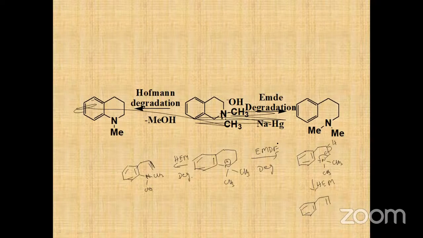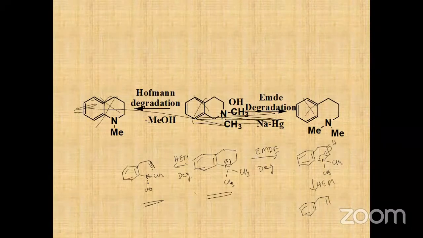Actually, the equation given here is wrong. You take it down. I'm taking a quaternary ammonium salt of reduced quinoline. This is the quinoline; here the aromatic ring is reduced to a saturated one. Then I'm applying the MDS method and the HEM method, that is, the Hofmann exhaustive methylation method and the MDS method. With the HEM method, the product is like this.